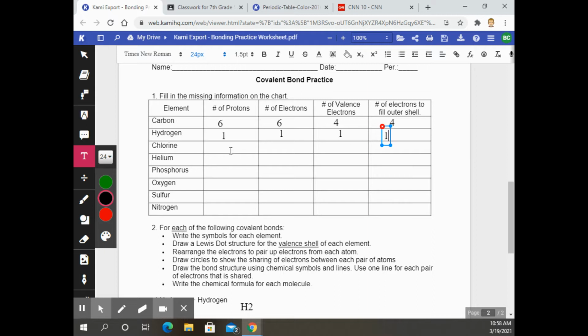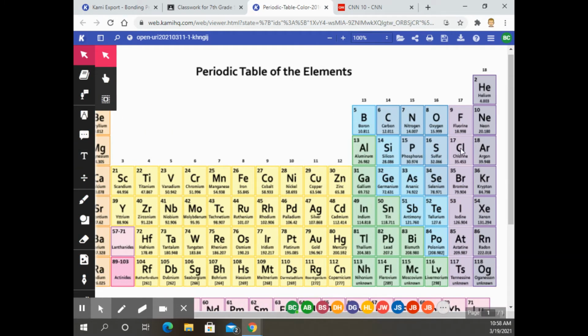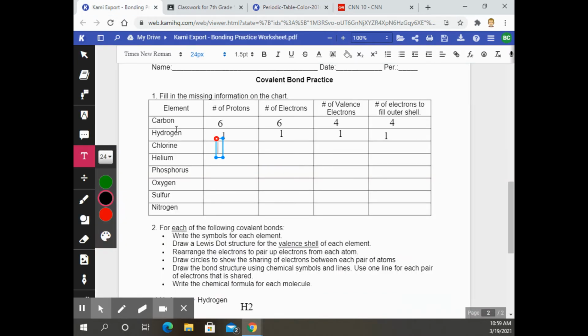So, to make a little more sense of this, let's look at chlorine. Let's look at one more example, and then I'm going to explain what to do in the bottom half. All right. So chlorine, what's its atomic number? 17. So if it's atomic number 17, how many protons and electrons does it have? 17. Good.